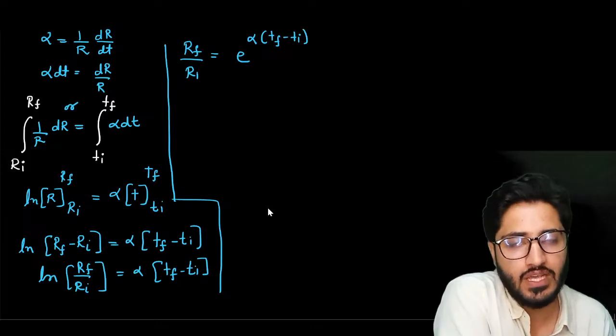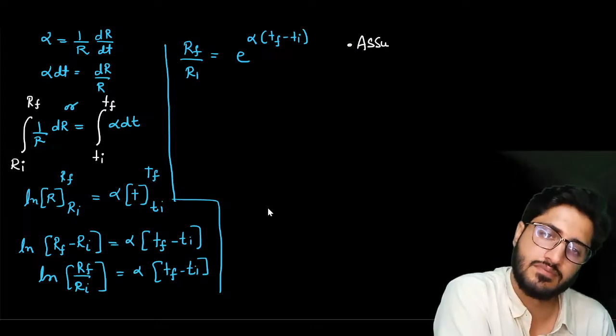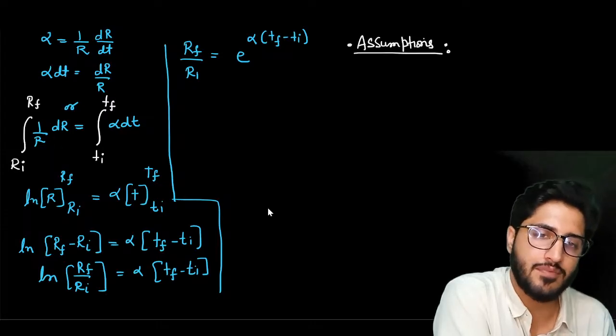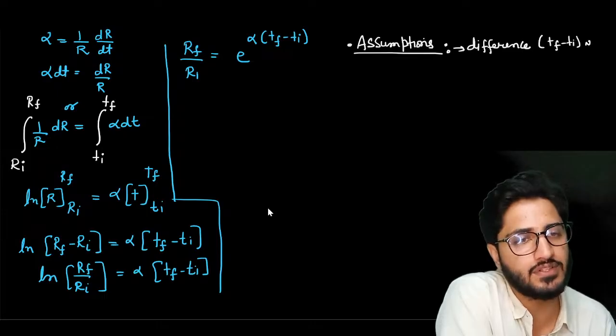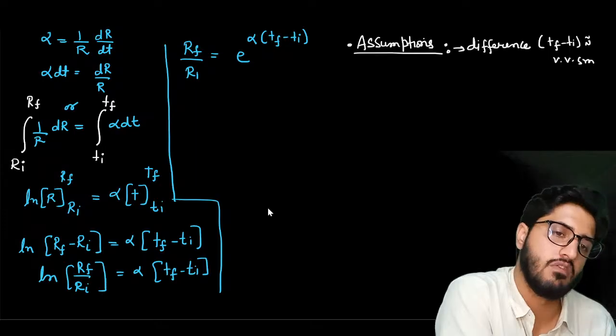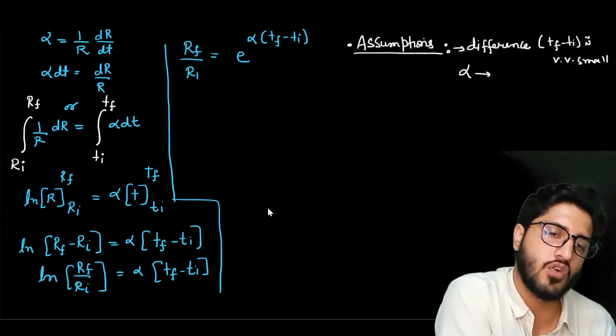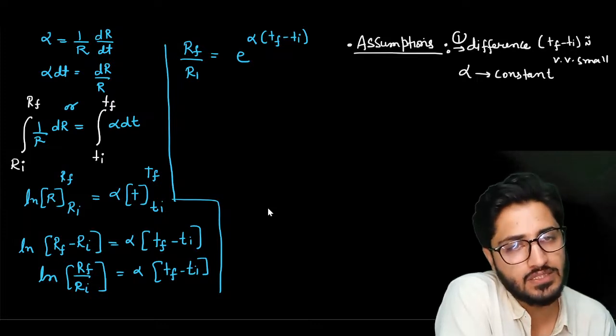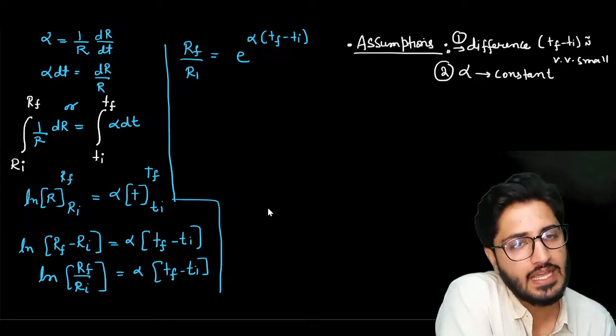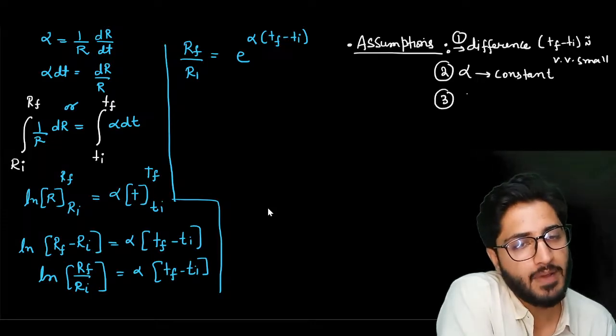Here we need to take some assumptions. Assumption means the difference, that is T final minus T initial, needs to be very small, and alpha is constant. These are assumptions. First, the difference needs to be very small, second, alpha is constant. Third, my temperature should be in degree centigrade.